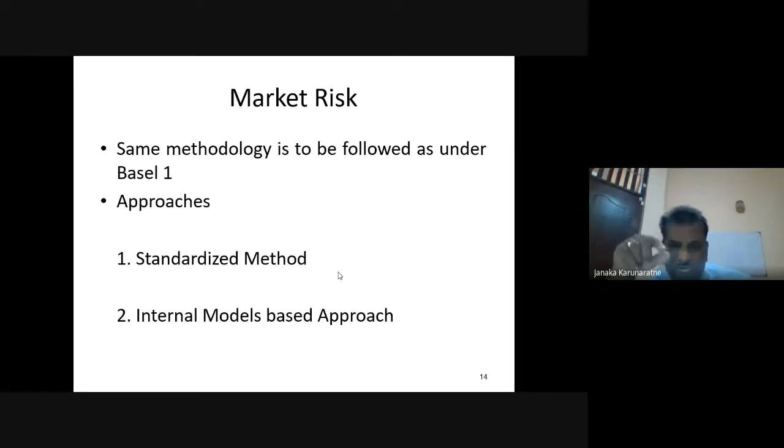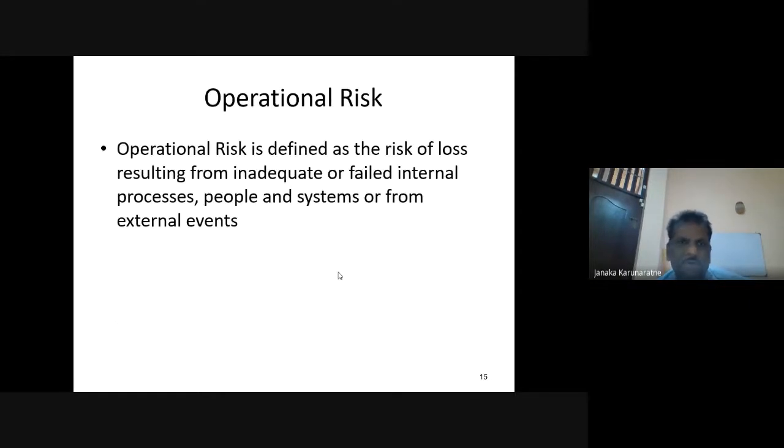As I mentioned in the chart earlier, there are two approaches, standardized and the internal model-based approach, which I'm not going to discuss here. If you read any direction about computations, we will understand, but that is not our purpose, because we want to identify how Basel tries to address the risk component.